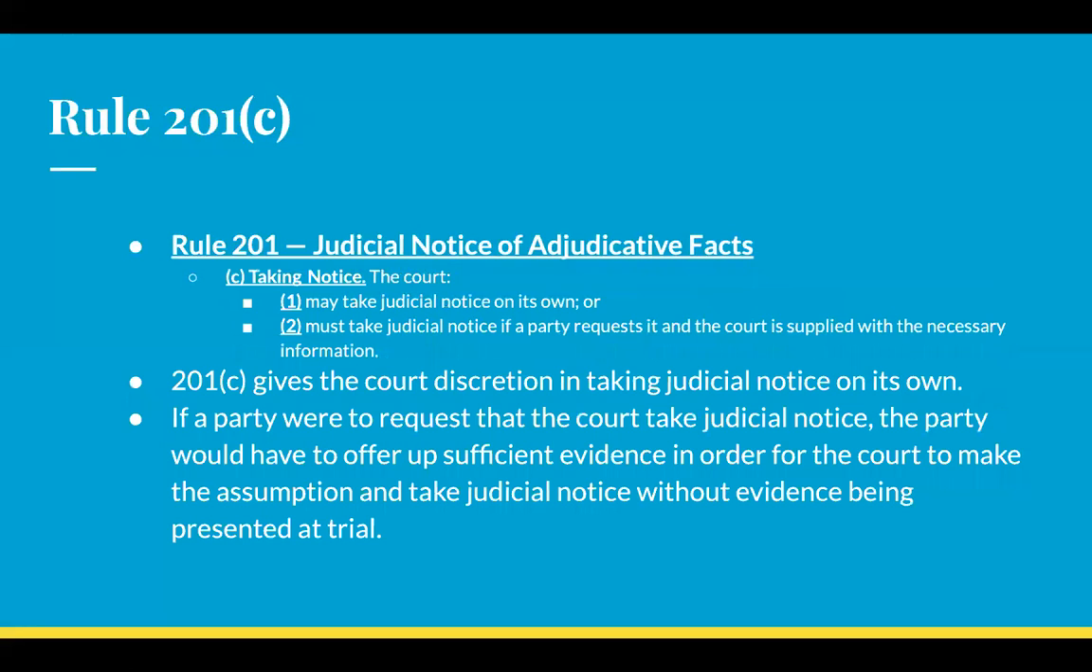Moving to Rule 201C, this part of the rule explains that the court has discretion in taking judicial notice on its own, or if a party requests and provides information on the fact, the court must take judicial notice. So judicial notice must and is required to be taken only when the party requesting it has provided adequate background information for the judge to review. The rule allows for the judge to acknowledge and notice the fact, but also deny judicial notice on a fact that a party requests. Next slide, please.